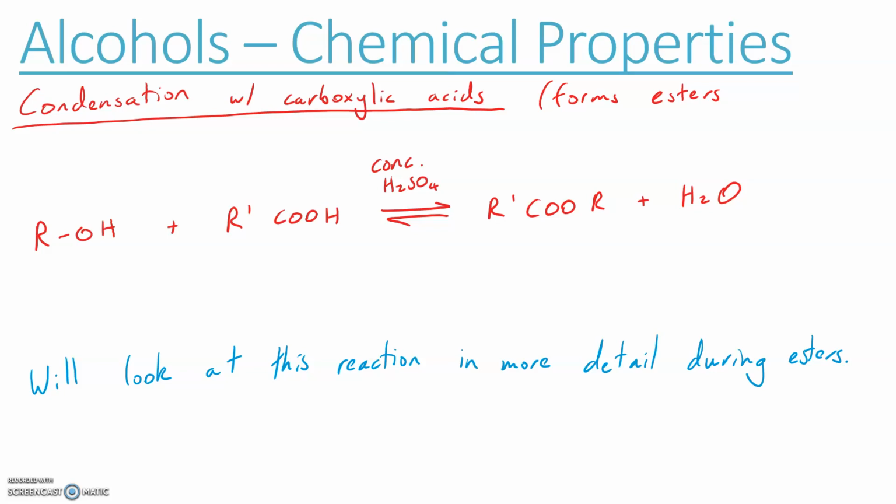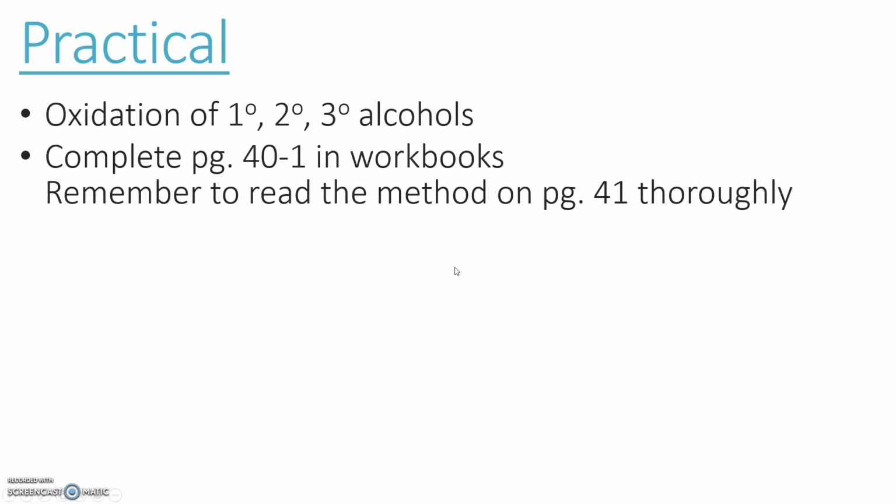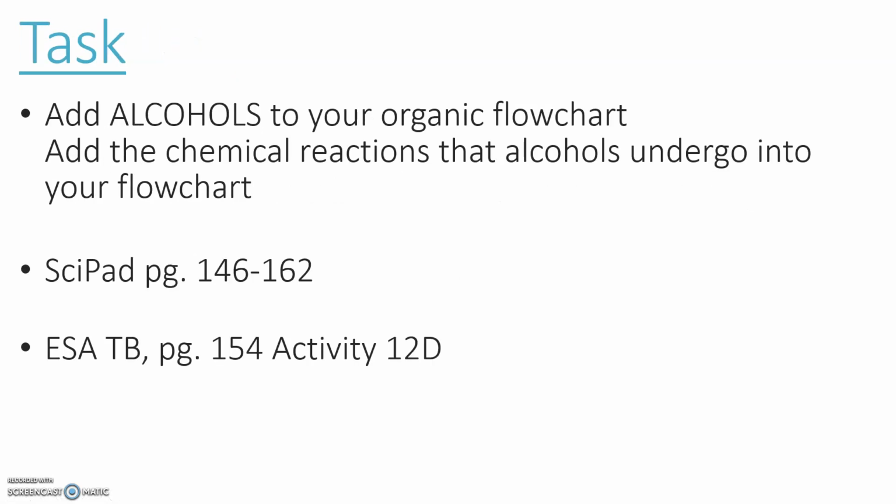Another reaction is the reaction of an alcohol with a carboxylic acid. This is called a condensation reaction, and we need concentrated sulfuric acid as a catalyst, and this forms an ester. We're going to look at esters separately, but for now just know that the reaction between an alcohol and a carboxylic acid produces an ester. Okay, so that's alcohols.